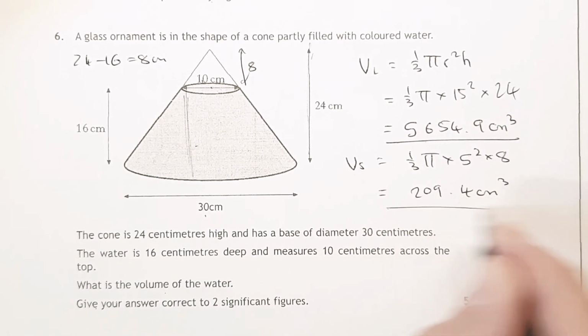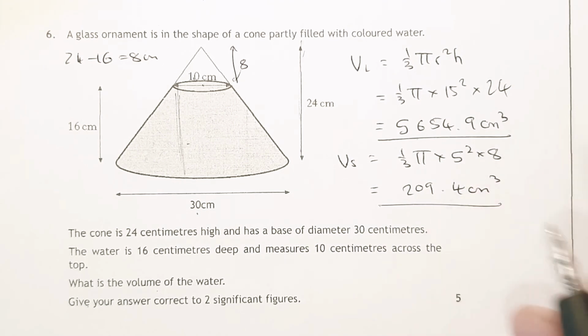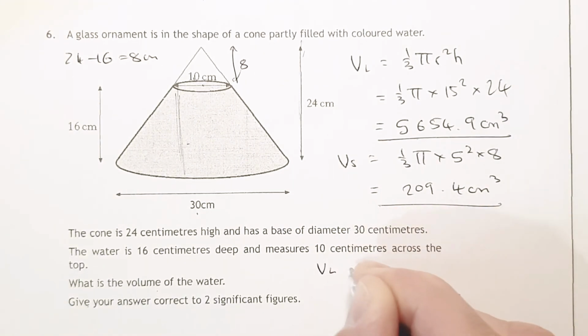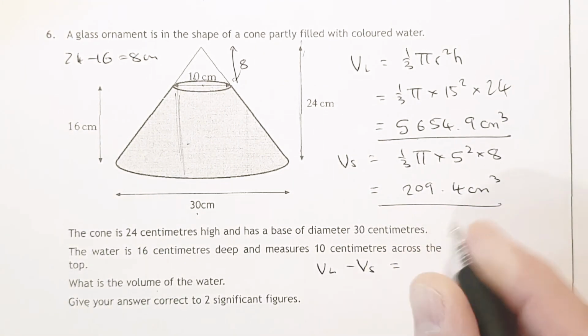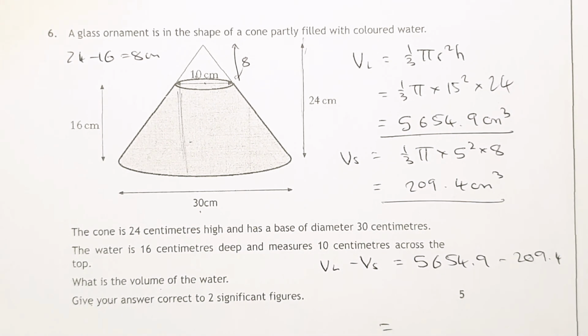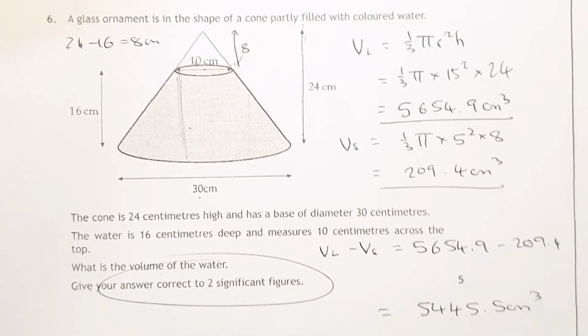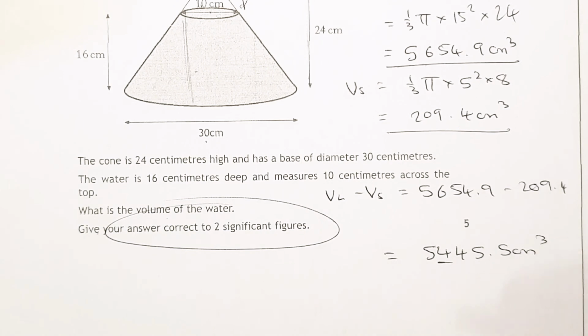So we've got the big volume, we've got the smaller volume. We're going to have to do a subtraction to find out what the shaded volume is. So volume of large, take away volume of small, 5654.9 take 209.4, and that equals 5445.5 cubic centimetres. Now it says to round to two significant figures. Well, this is your second significant figure here, the 4. So it's going to be 54, because it's staying as a 4, that's less than 5 there, 0 cubic centimetres.